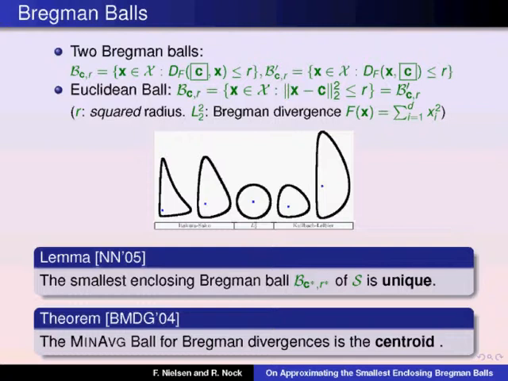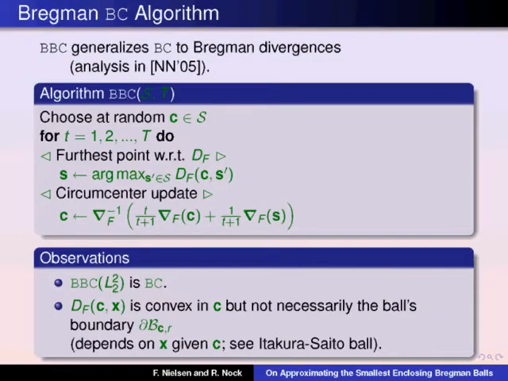Moreover, a recent theorem shows that the minimum average center for Bregman divergences is the centroid, whatever the Bregman divergence. We generalize the seminal algorithm of Badoiu and Clarkson to Bregman divergences. It is noticeable that for square Euclidean distance, our BBC approximation algorithm becomes the original BC algorithm. The algorithm proceeds iteratively by finding the furthest point with respect to some divergence df and updating the circumcenter as described below.